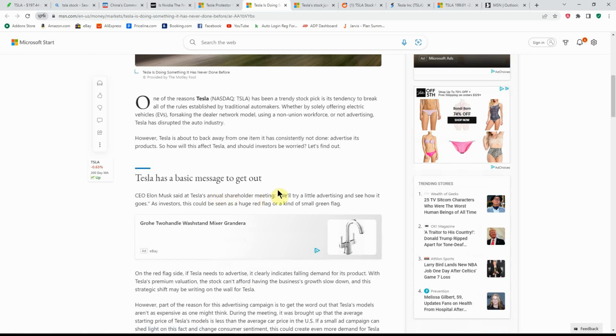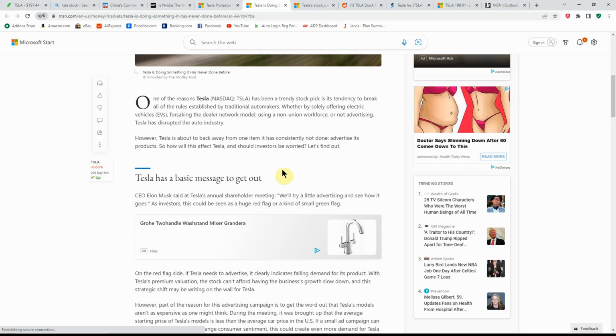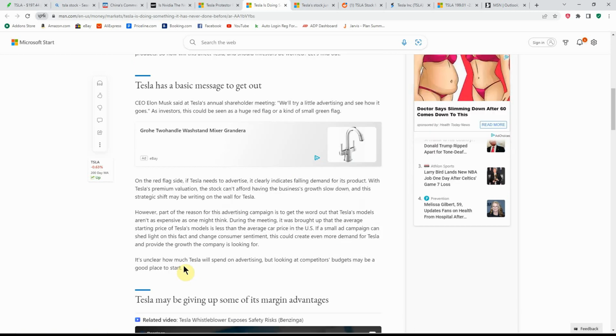Tesla has a basic message to get out. At the annual shareholder meeting, we'll try a little advertising and see how it goes. As investors, this could be seen as a huge red flag or a kind of small green flag. So you can put in the comments whether you think advertising Tesla is worth it or not. I don't know. I mean, they've gone this far without advertising. I see all kinds of other car commercials. So I don't know. You never know what could happen.